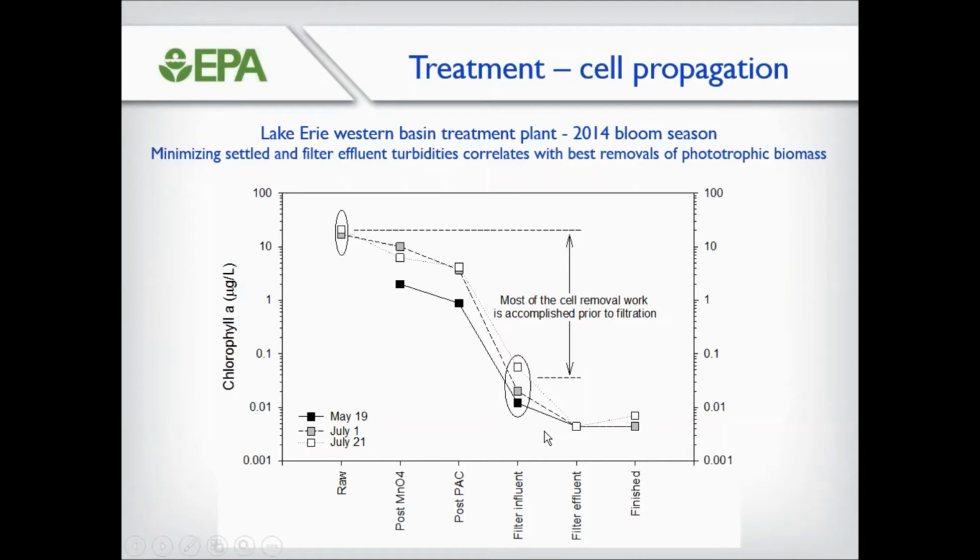And so what we're looking at are three different cell profiles through the treatment plant collected in May of 2014, early July of 2014, and late July of 2014. What I want to highlight here is how much work is done from the treatment plant influent to the clarifier effluent, or filter influent. We can see that from the treatment plant intake to the filter influent, we're achieving almost 3 orders of magnitude of suspended cell reduction before we even get to the filters.